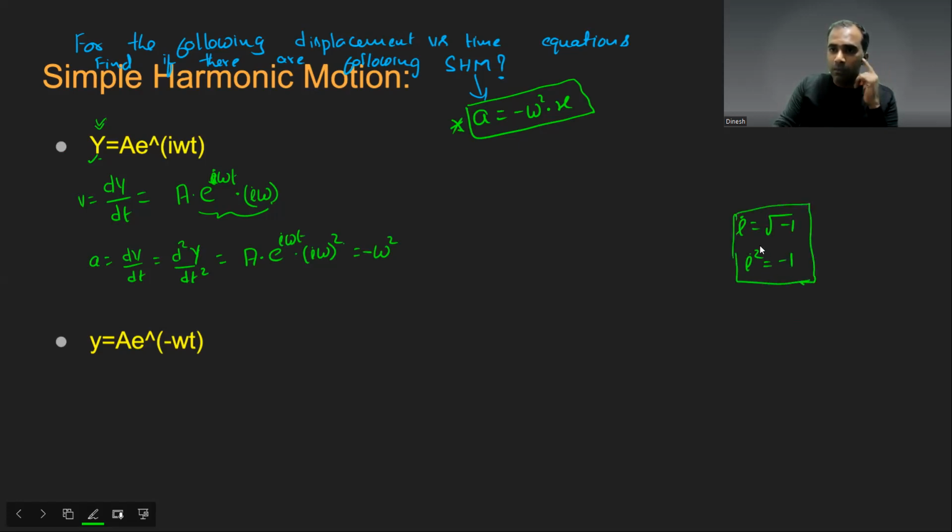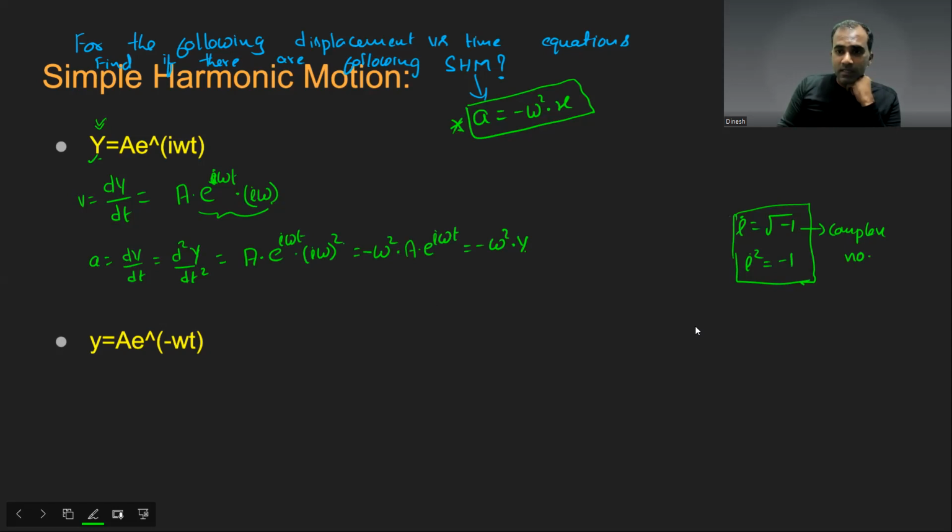We call it a complex number. In complex numbers, we use this letter called i. Whenever they use the letter i in mathematics, what they mean is i is the root of -1. So look at this one. i square is -1. Omega square is there into A into e power i omega t. This is minus omega square into y. Is it satisfying the relation? Yes, sir. It is satisfying the relation.